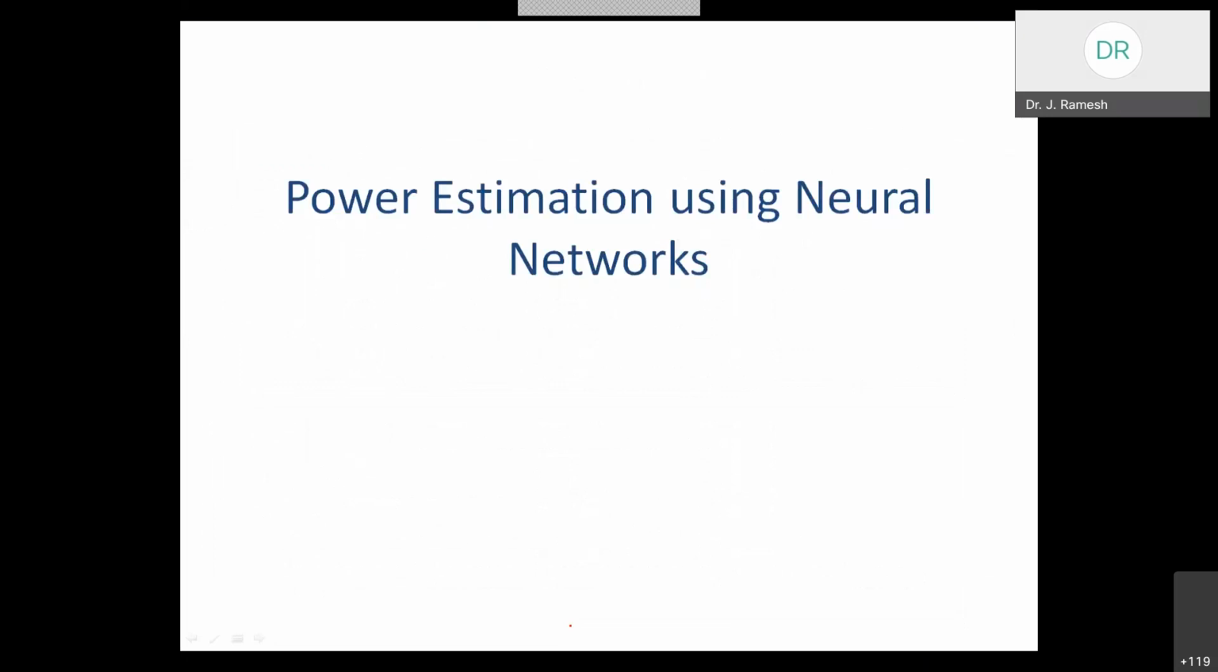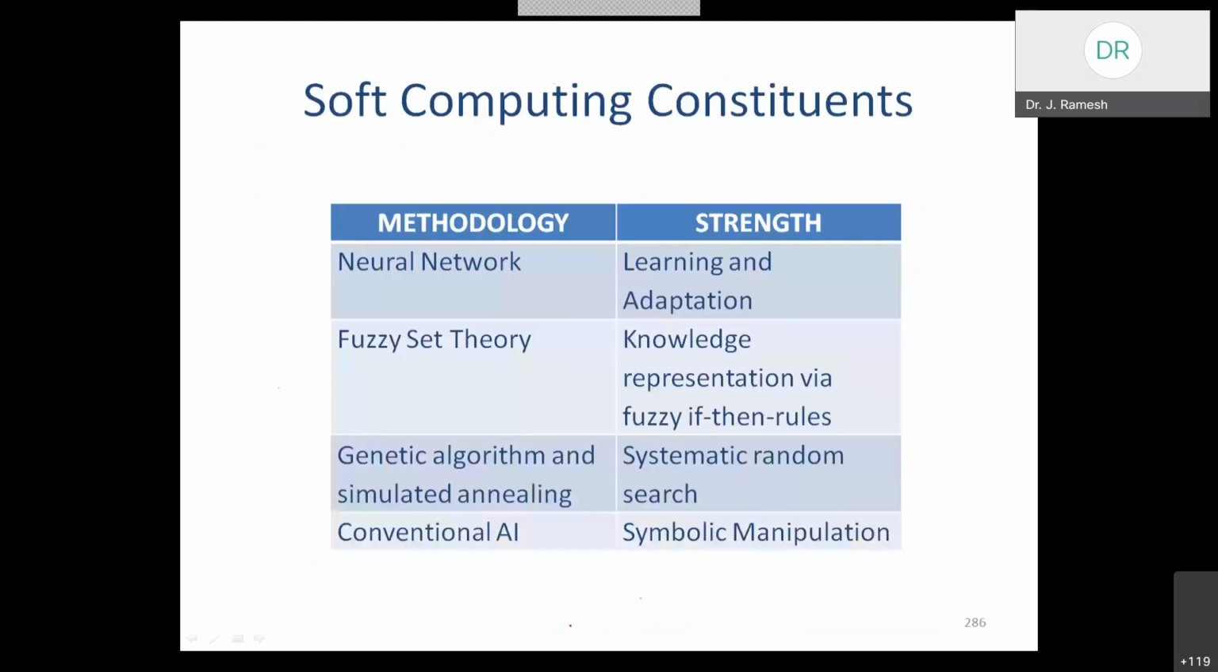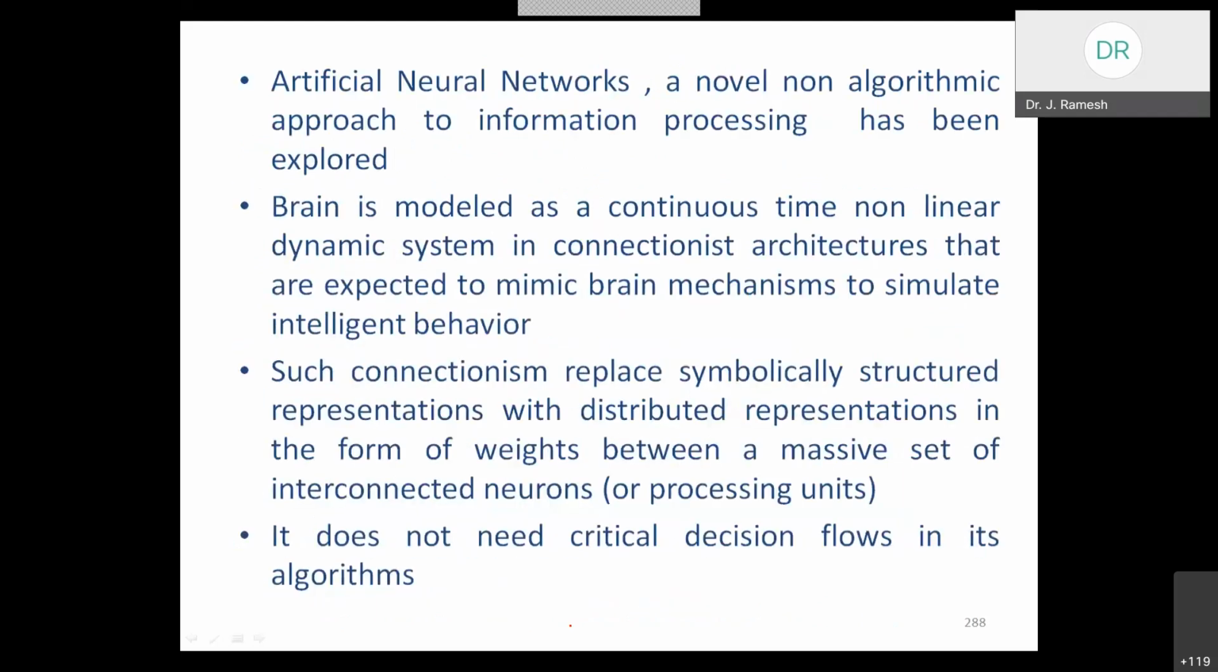Neural networks are a different concept. We all know that most of the time neural networks are used for classification purposes. But in this work, we use a back propagation neural network and a radial basis function neural network for power estimation, that is, in order to predict the power. So we have taken two neural networks.